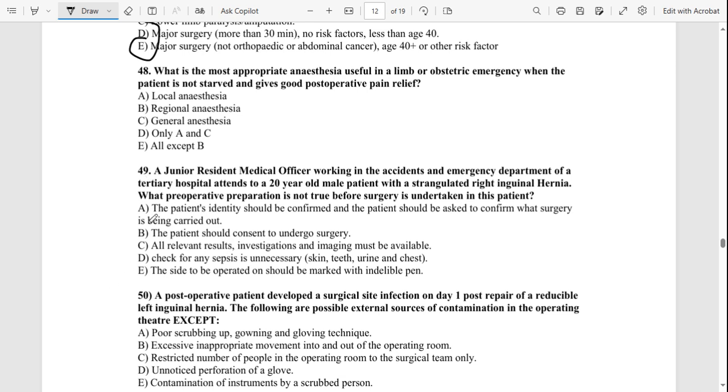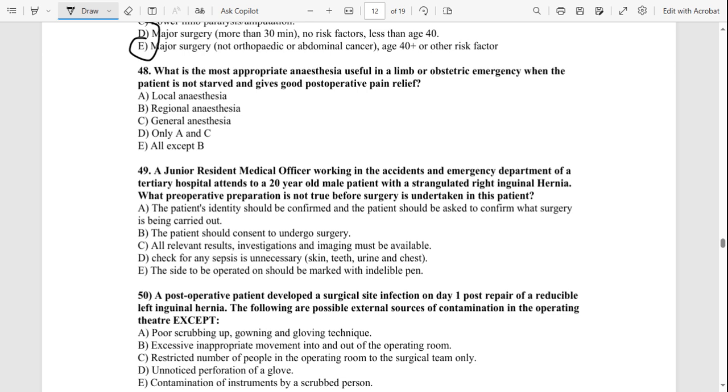And then 49, a junior resident medical officer working in the accidents and emergency department of a tertiary hospital attends to a 20-year-old male patient with strangulated right inguinal hernia. What preoperative preparation is not true before surgery is undertaken in this patient?